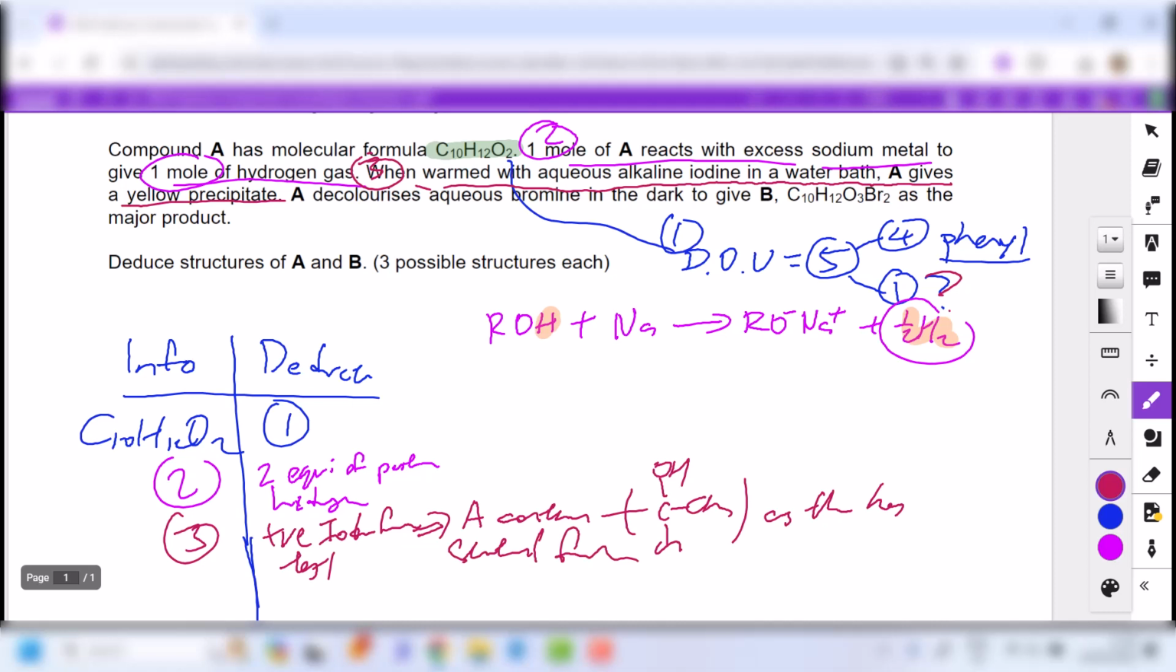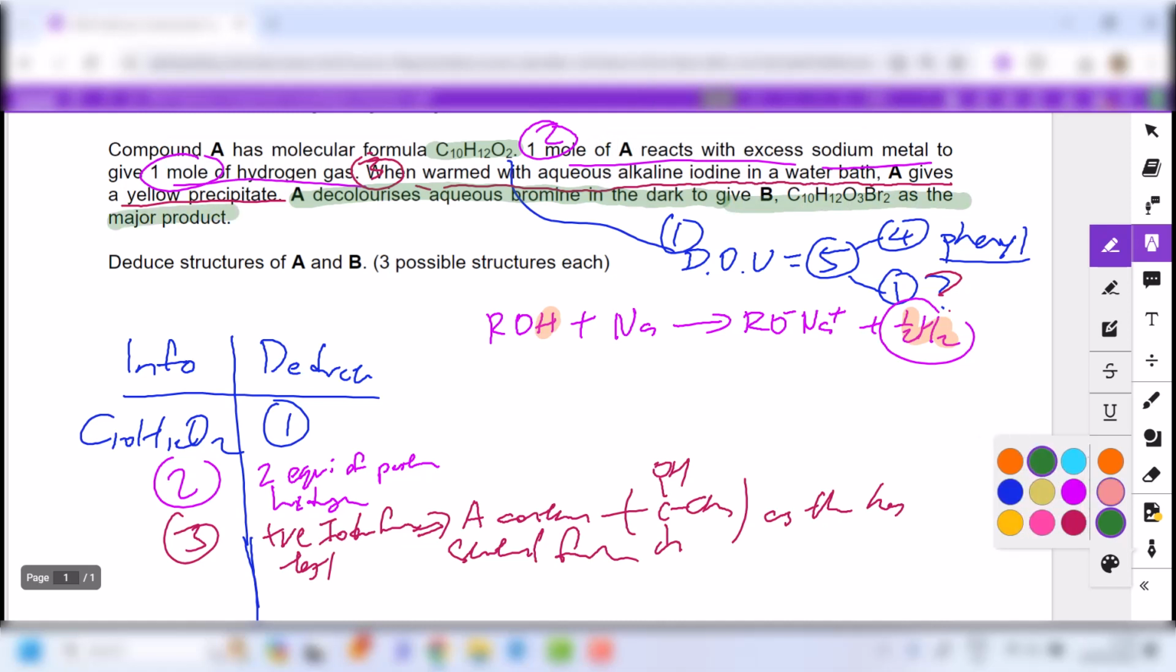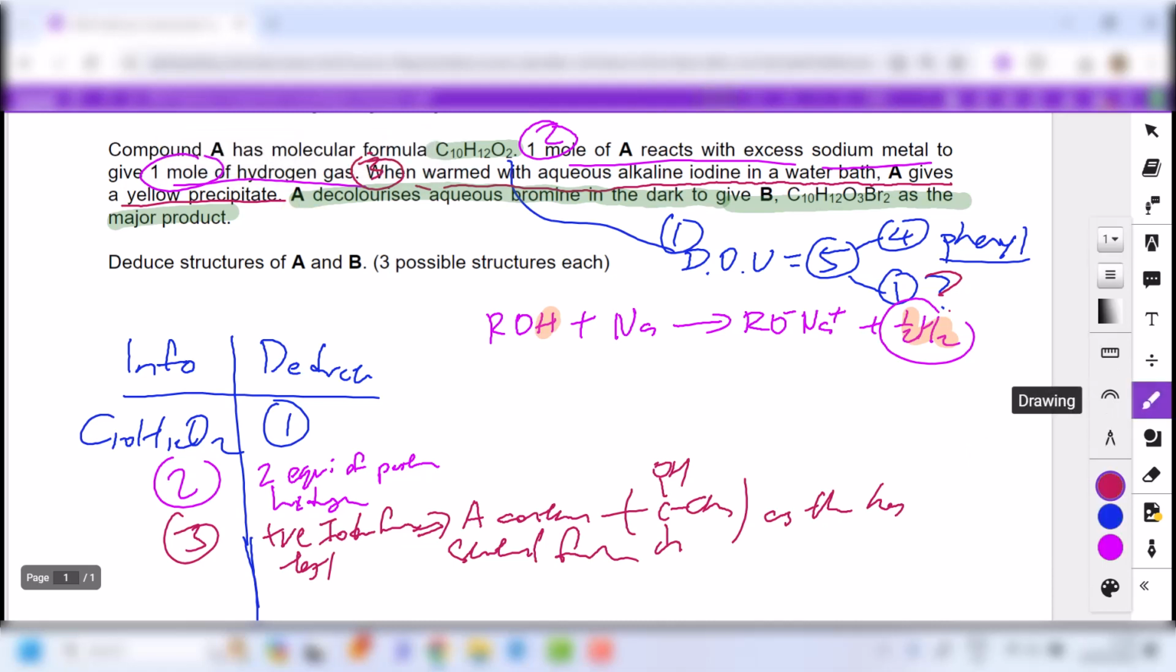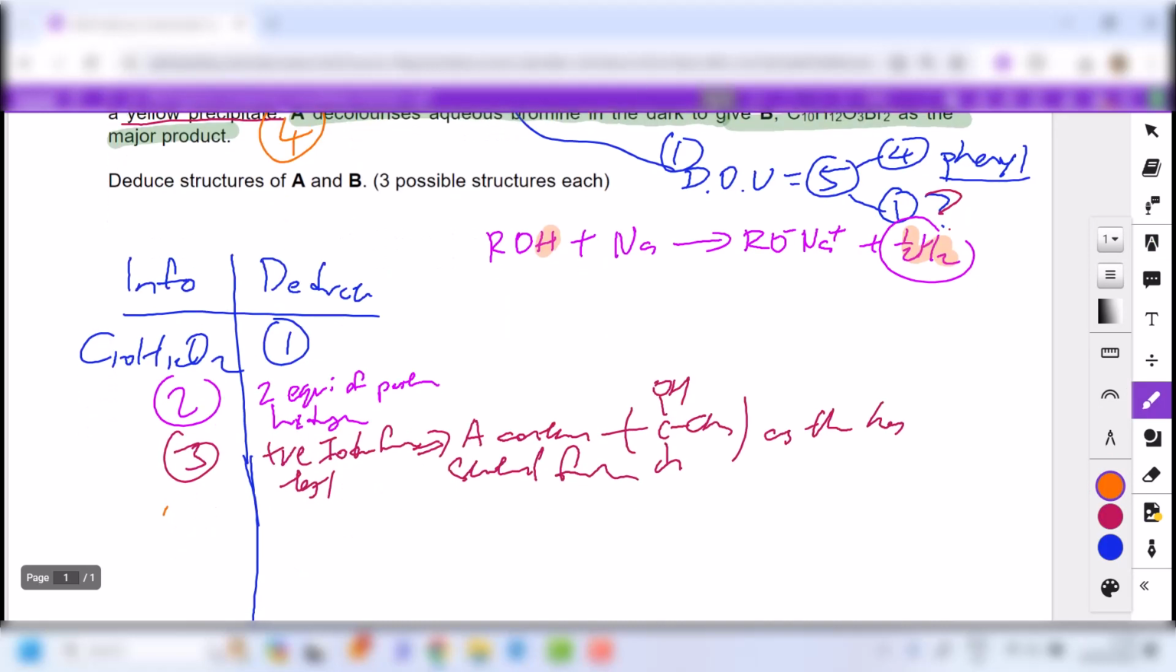Then if you are going to move on, especially to the fourth point, this is the fourth point. A decolorizes aqueous bromine in the dark to give this and this as the major product. This is probably the most difficult point you will encounter, at least in this particular question. I do believe that is the case, because a lot of the students will make mistakes here. So I'm just going to expand out 4.